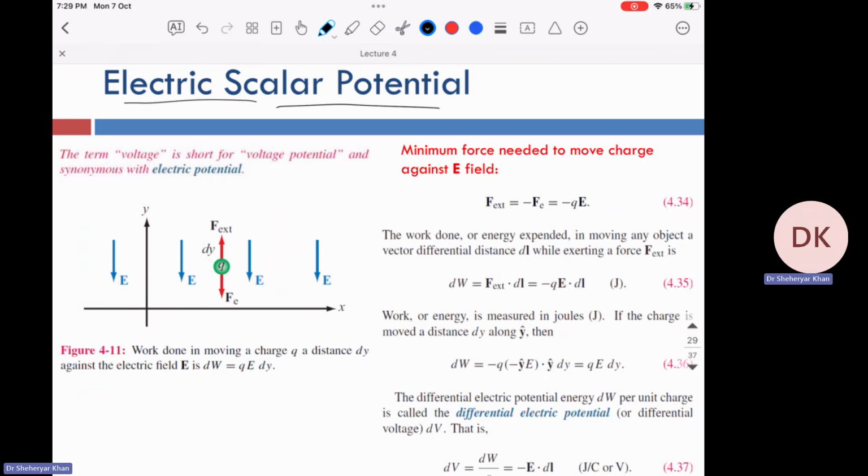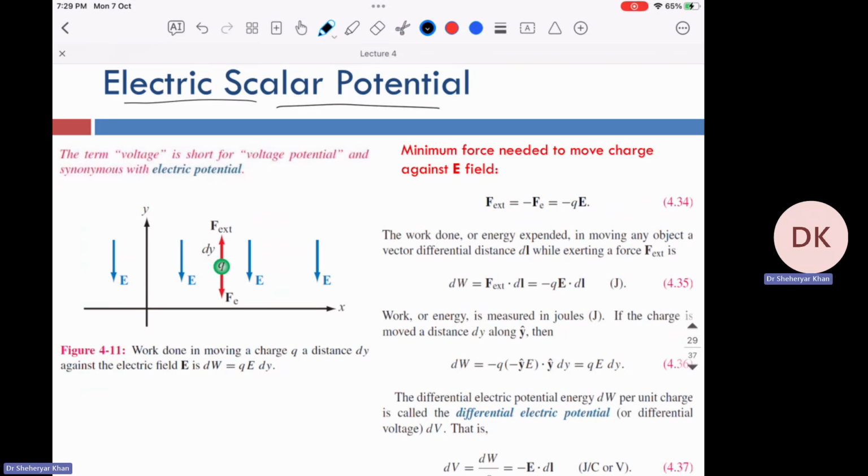So in order to find a potential, we should assume some charge that we have to move against the electric field, such that the work done on that charge is equal to 1 volt. So the definition is if you move 1 coulomb charge against the electric field for 1 meter, that's your 1 volt.